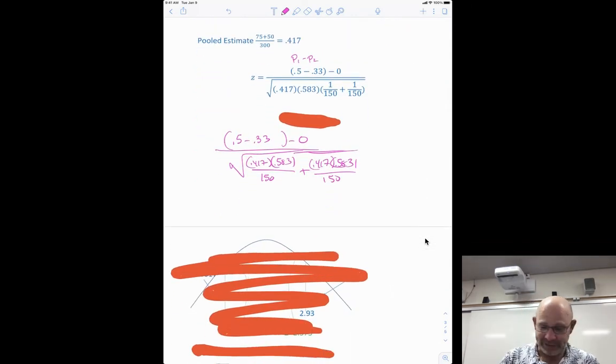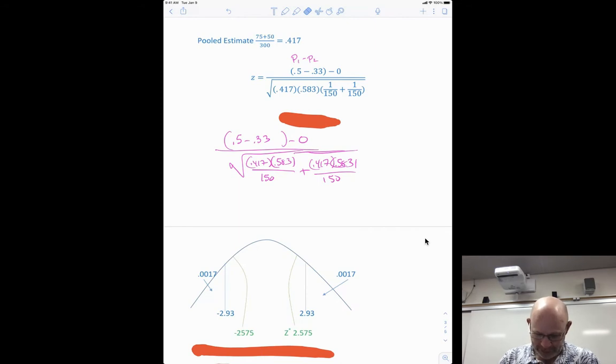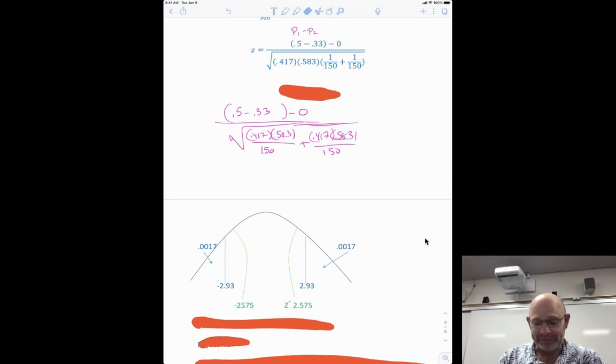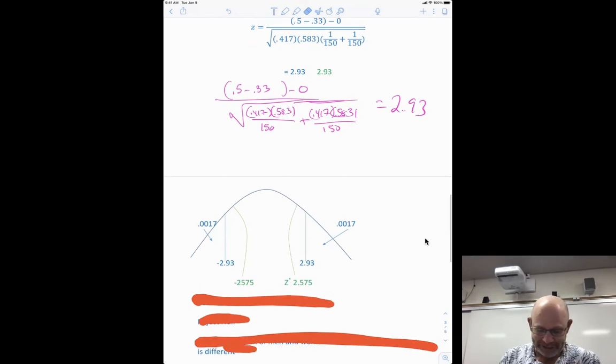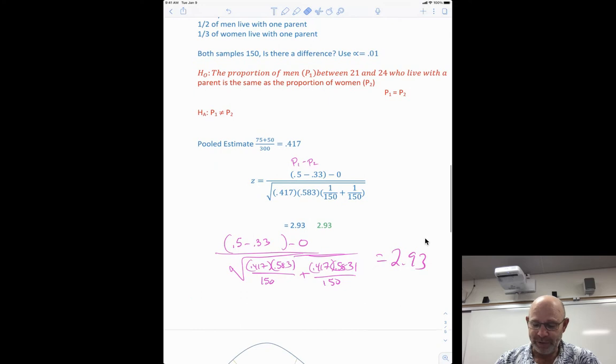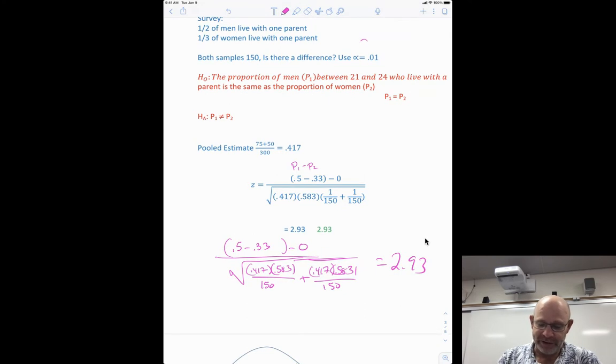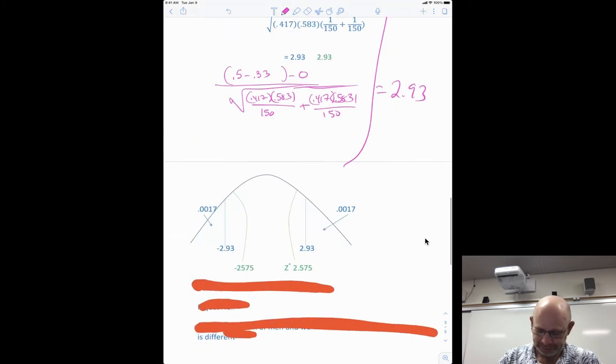I hope I have this number written down somewhere. Let's see, do I? Yeah, 2.93. Okay, 2.93. So I should write that here. Sorry, there it was. Look at that, 2.93. All right, so now that's my test statistic, right? Really big. So first thing, I need my Z-stars on my picture. Remember that we're using a 1% alpha here. So those are the 2.575 and the negative 2.575. Those need to be on my picture. Always put your critical values on your picture.